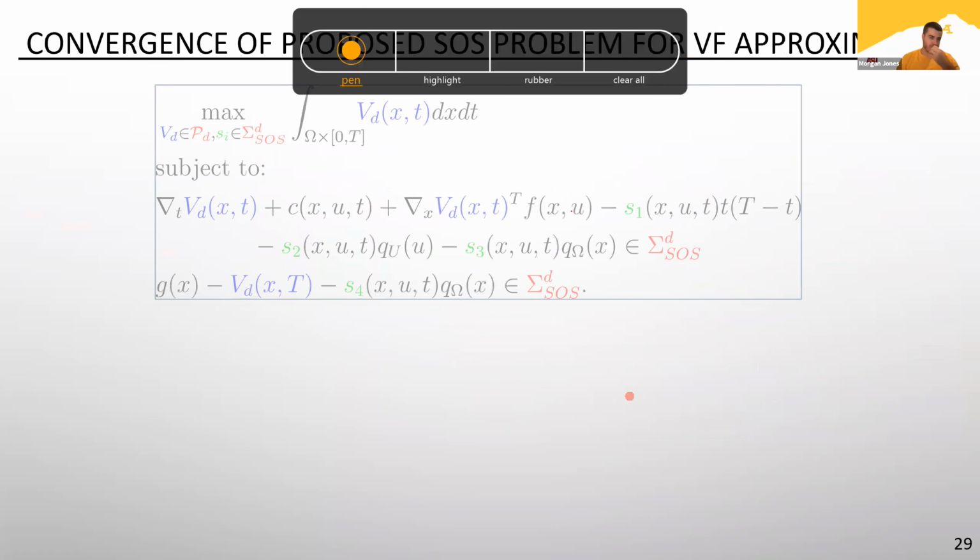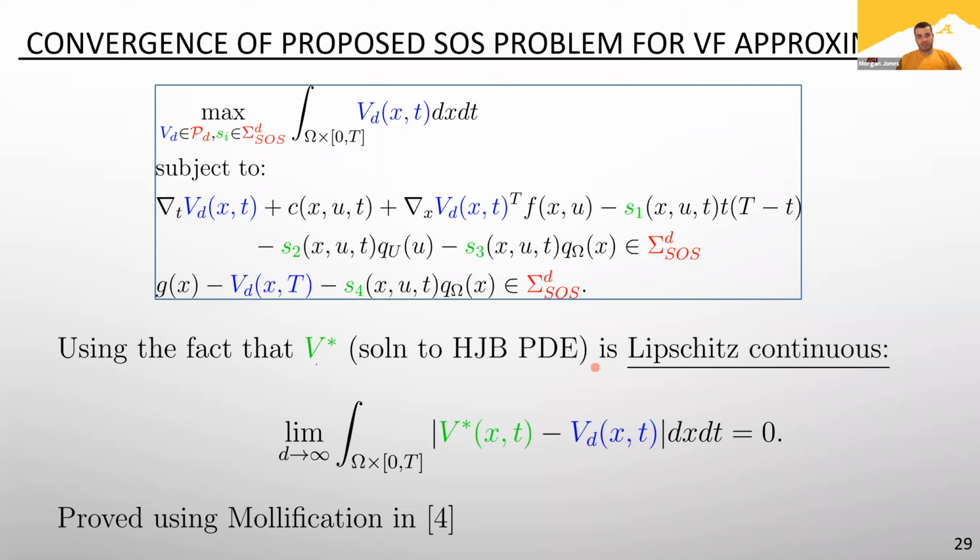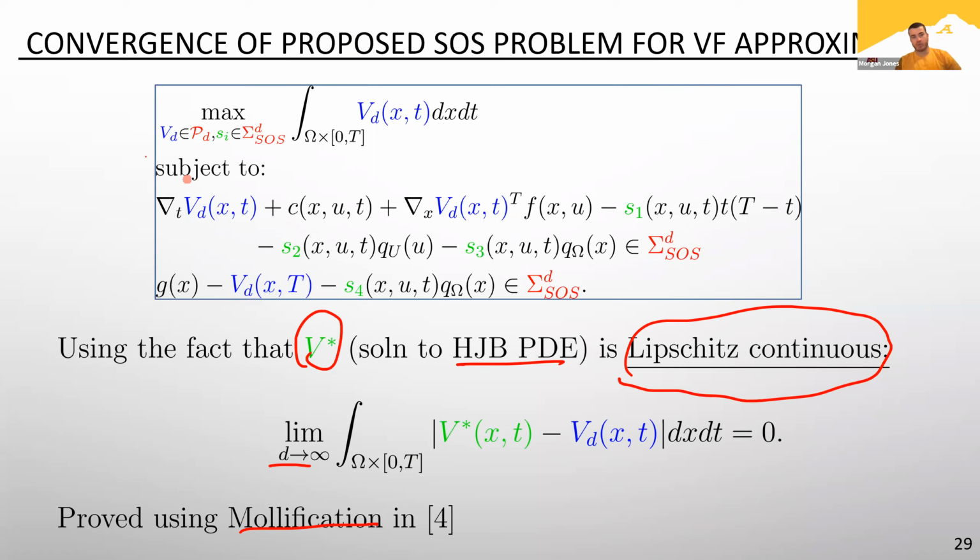So given our sum of squares programming problem, we showed that if V star is a solution to the corresponding HJB PDE, then under mild conditions, you can show it's also Lipschitz continuous. And you can use this fact together with mollification to show that as we increase the degree of our SOS optimization problem, so we're searching for functions of higher and higher degree, these functions converge to the true value function in the L1 norm.